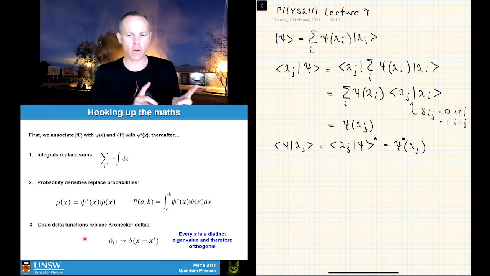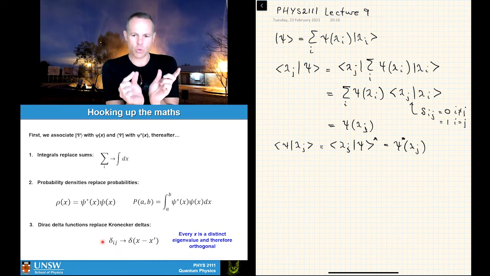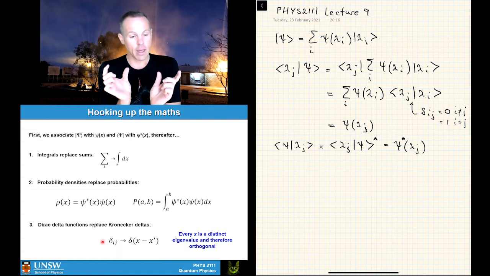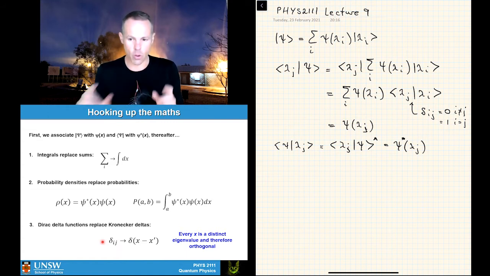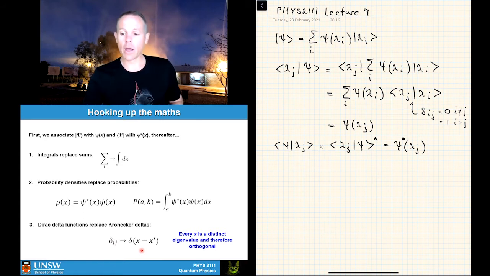And then the third one that we have is that our Kronecker deltas, so these things that we had where if the two indices are the same, they're equal to 1, and if the two indices are different, it's equal to 0, get replaced with things that we call Dirac delta functions. And I'll show you what one of those is in a moment.